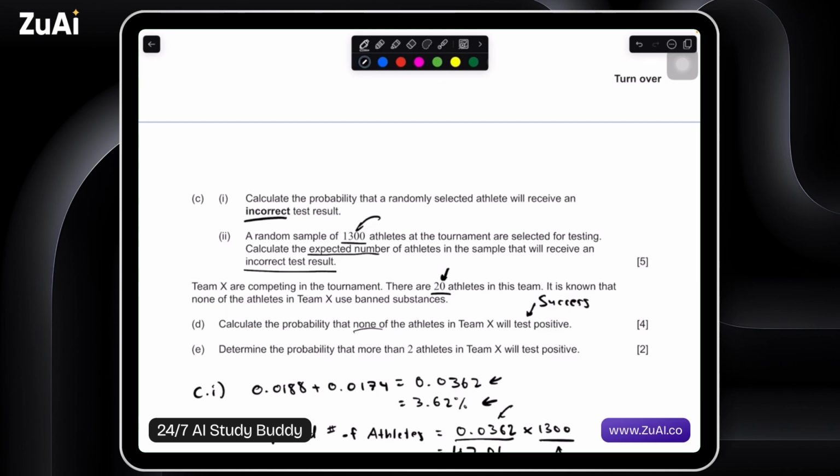I might wait for this just to pass. All right.